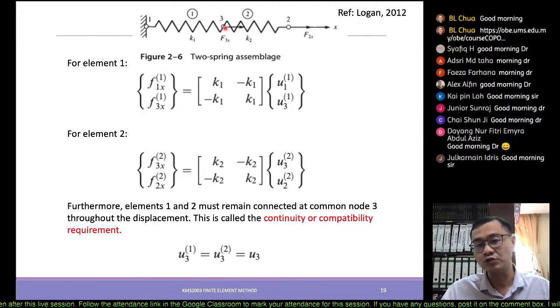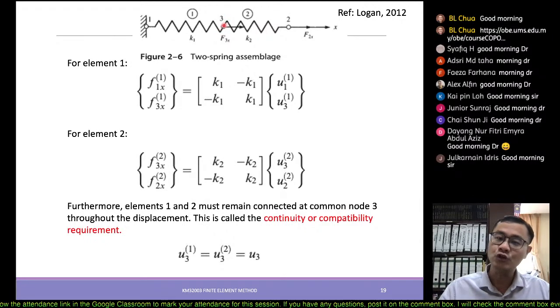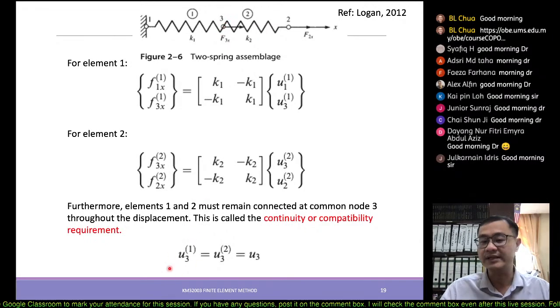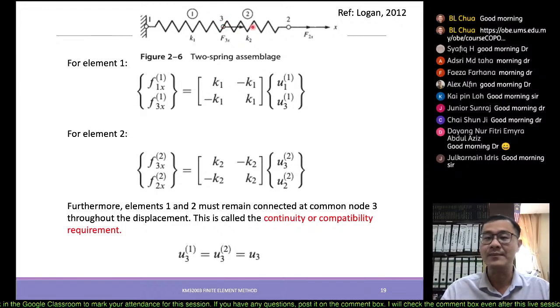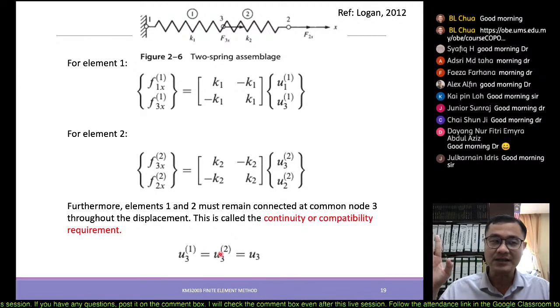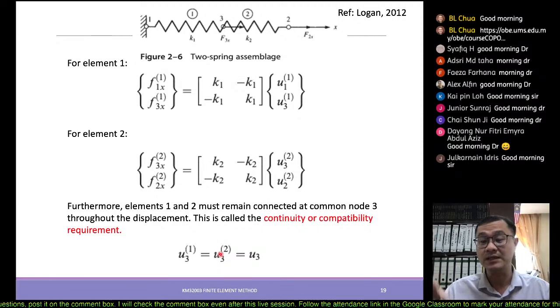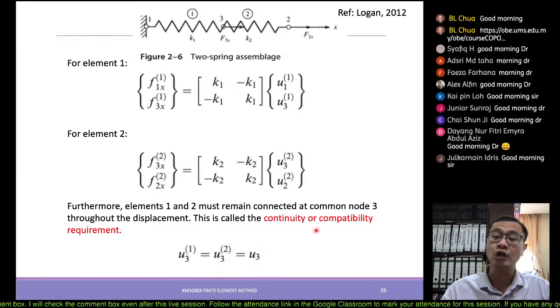How we tell the computer to take note of this is that whenever this node moves, U3, node number 3 displaces due to element number 1, the displacement must be exactly the same as the displacement at node 3 due to element number 2. They must be the same so that they move together. If they move 3 mm, they must be an equal number. So under the mathematical relationship, they must be equal. So this is what we call the continuity or compatibility requirement.